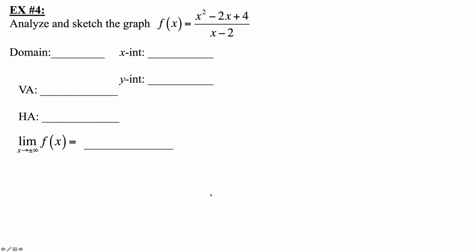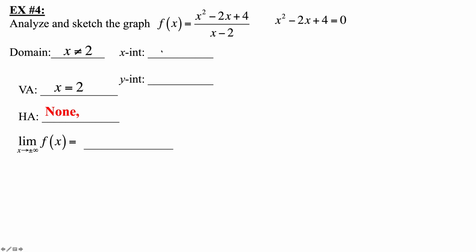Okay, example number 4. All right, so let's find the domain. X can't be 2. Vertical asymptote x equals 2. Horizontal asymptote. Top is bigger than bottom. There is no horizontal asymptote. We'll probably have to find a slant asymptote.